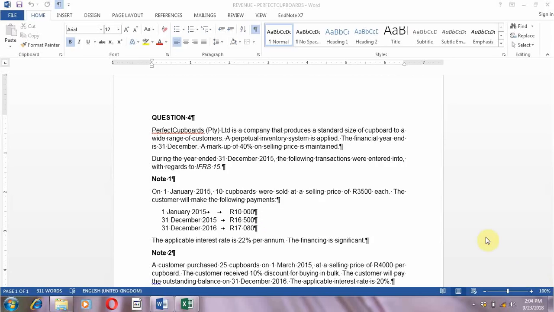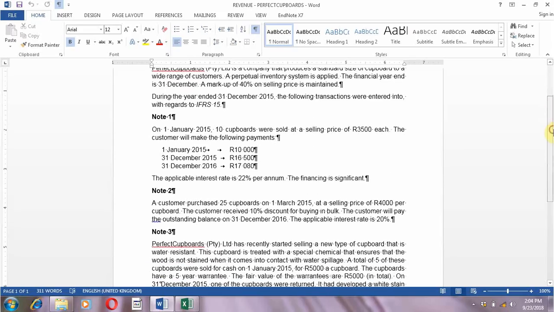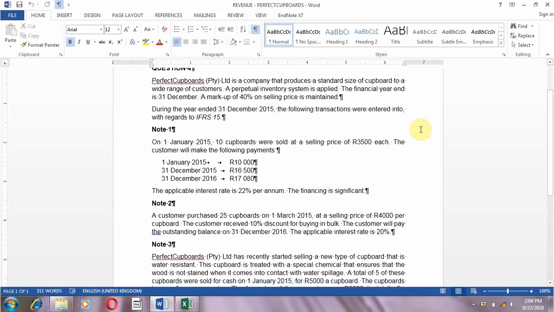It says question 4, and Perfect Cupboards Pty Limited is a company that produces a standard size of cupboard to a wide range of customers. It uses a perpetual inventory system. Very important. Cost of sales needs to be calculated when a transaction takes place. Financial year end is 31st December, and the markup is 40% on selling price. Very important, on selling price.